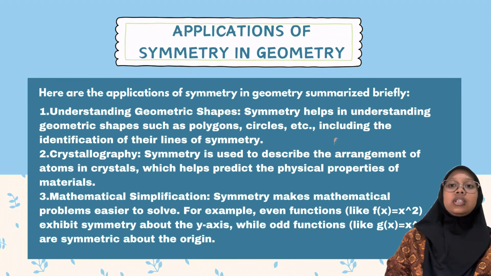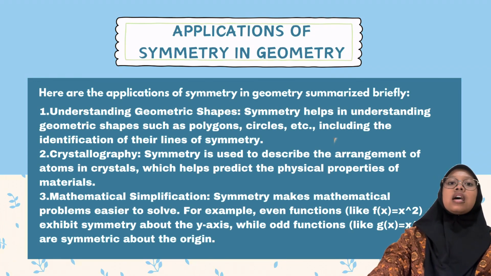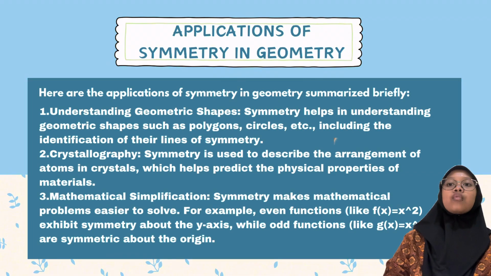Number 3. Mathematical simplification. Symmetry makes mathematical problems easier to solve. For example, even functions like f(x) = x squared exhibit symmetry about the y-axis, while odd functions like g(x) = x cubed are symmetric about the origin.